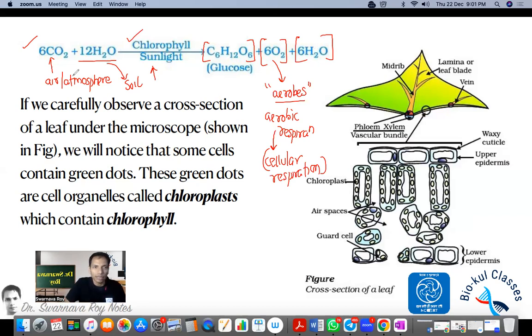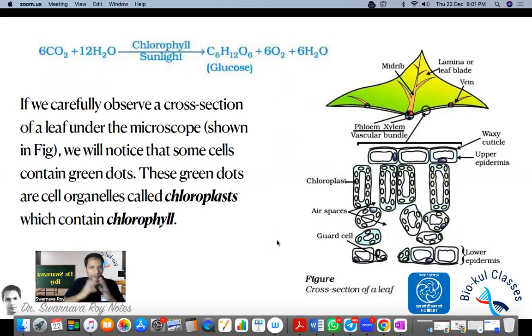6 molecules of carbon dioxide, 12 molecules of water in the presence of chlorophyll. Sunlight provides the energy. There is production of glucose, production of oxygen, and there is also production of water. Now, we need to look at where this whole photosynthesis is happening, which is very, very important. It is happening obviously in the green leaves. So now we will look at the cross section of a green leaf.